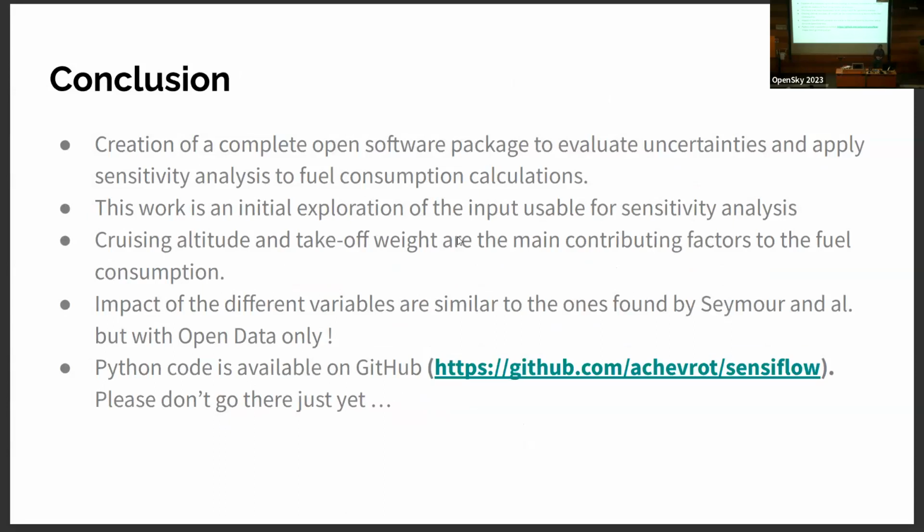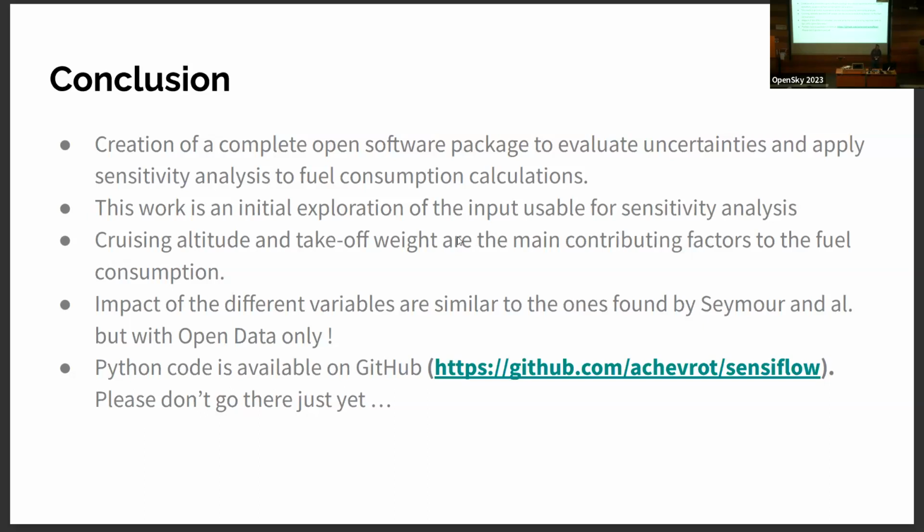So to conclude, we managed to create a complete open software package to evaluate uncertainties and apply a sensitivity analysis to the fuel consumption calculations. This work is an initial exploration of the input usable for sensitivity analysis. As we saw beforehand, we can use a plethora of different variables to calculate the fuel consumption. Depending on the model that we use, some models will be able to introduce those variables, some are not. So this would have to be explored, to see which one would be the most interesting.